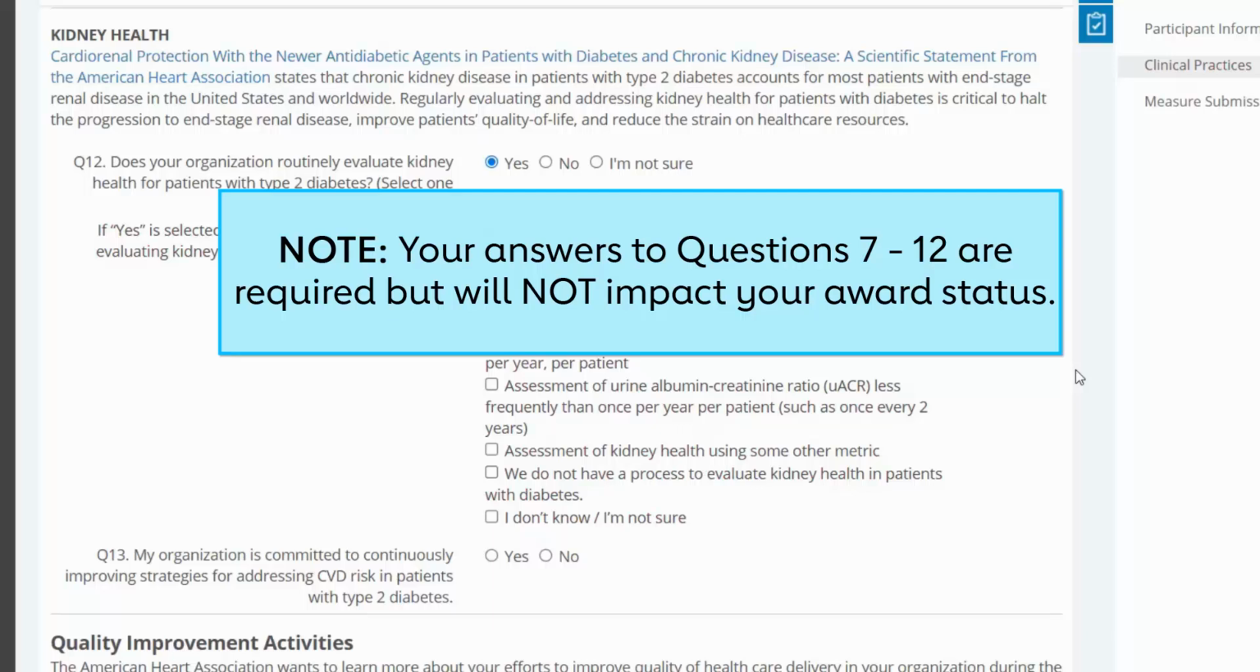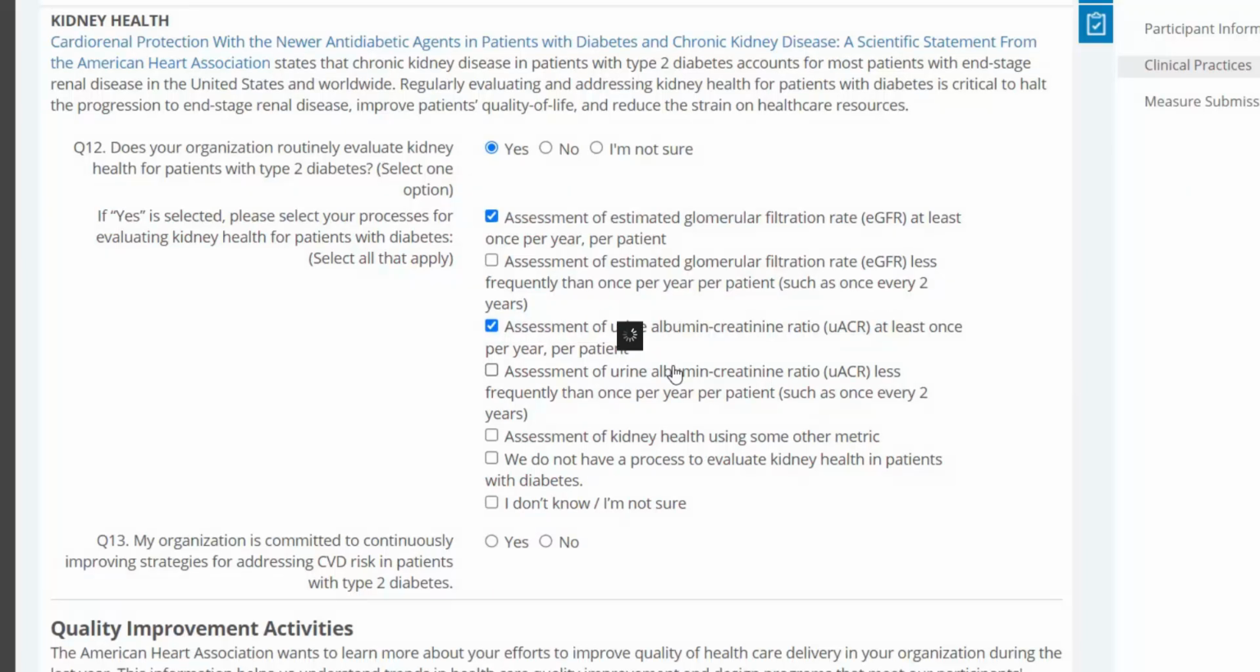Note, you won't be penalized for your answers in questions 7 through 12. These questions are largely a self-assessment to help identify where you may have gaps in standard best practices. These gaps may need to be addressed to improve patient outcomes.